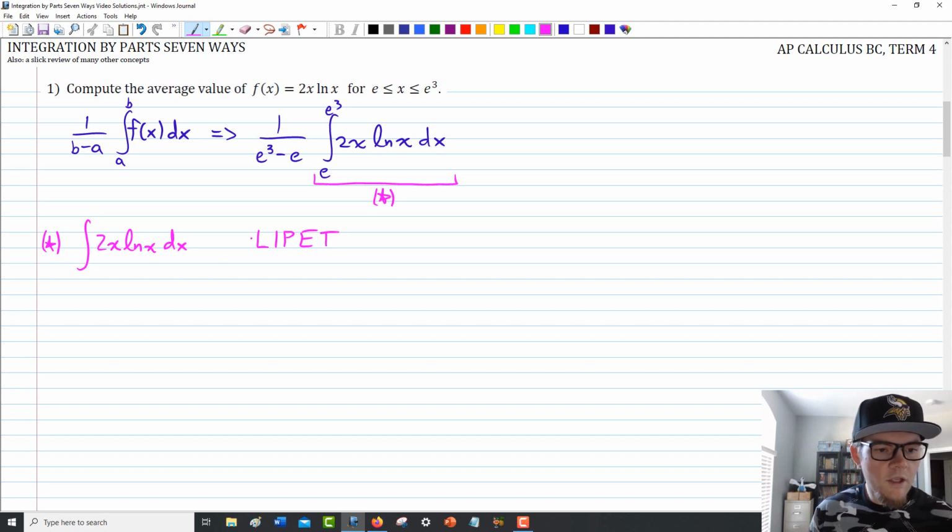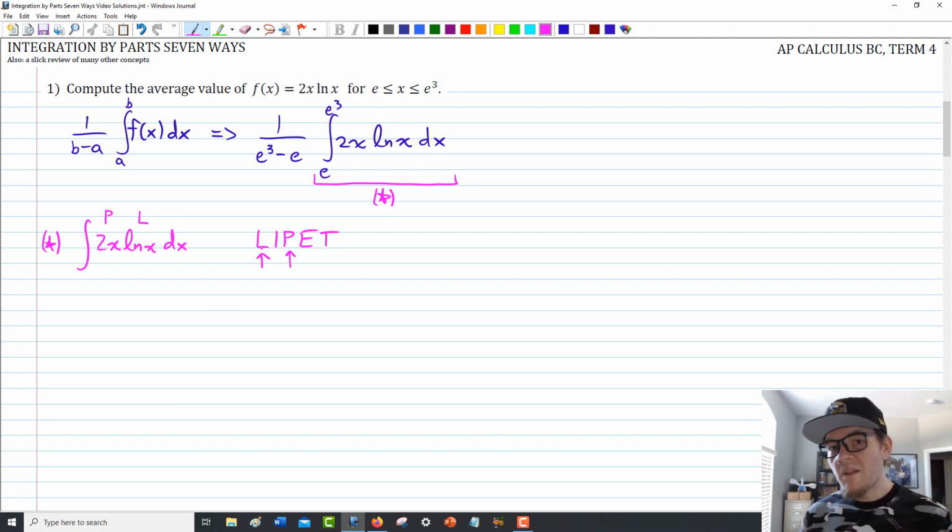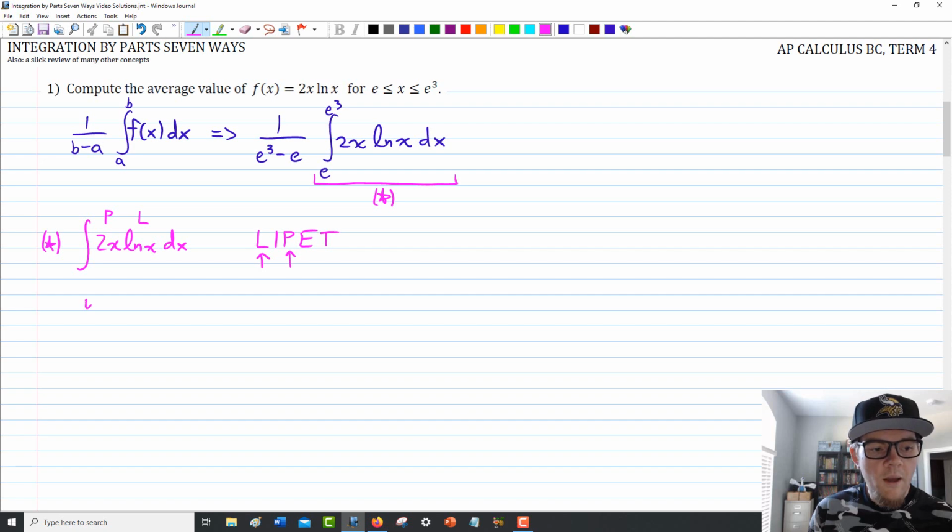So in any event, as I look in here, I notice that we've got a log and we've got a polynomial. This is our log, this is our polynomial. So interestingly enough, although we typically think of polynomials as being our choice for u, in this case ln is going to be our choice for u. So I'm going to go ahead and set this up. I'm going to let u equal the natural log of x. That means dv is going to be 2x dx.